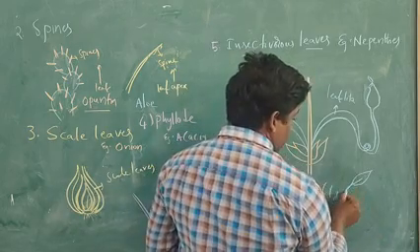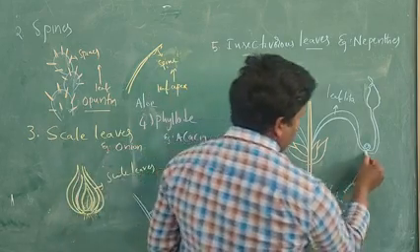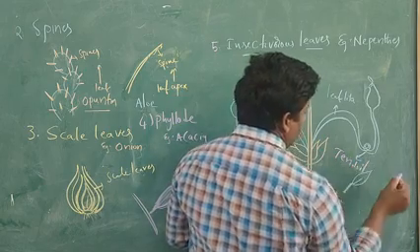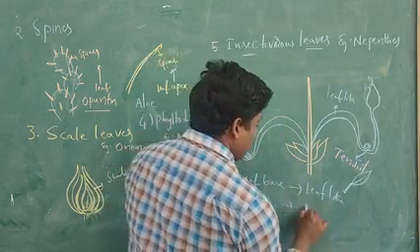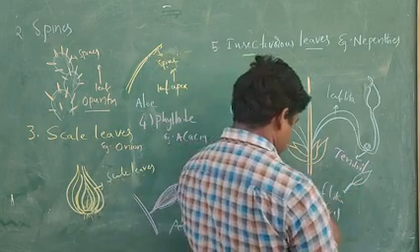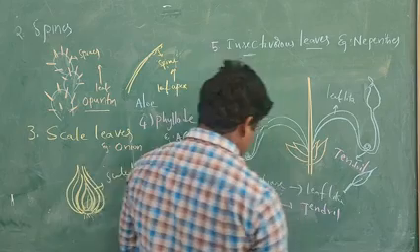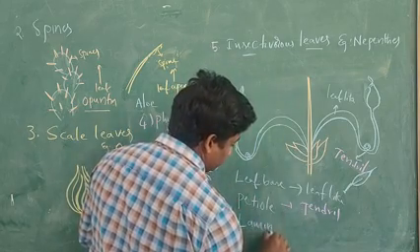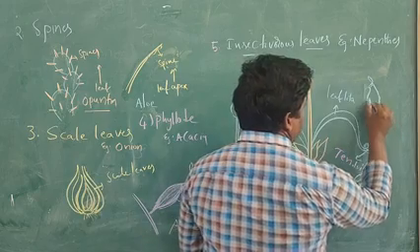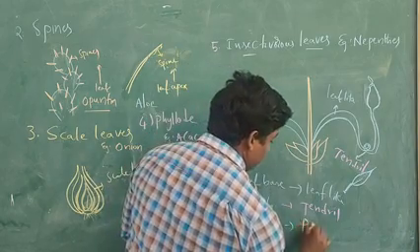Okay, next, this is the petiole. So the second one, this petiole is modified to form tendril. Next, the lamina part. This is the leaf lamina. This lamina is modified into pitcher.